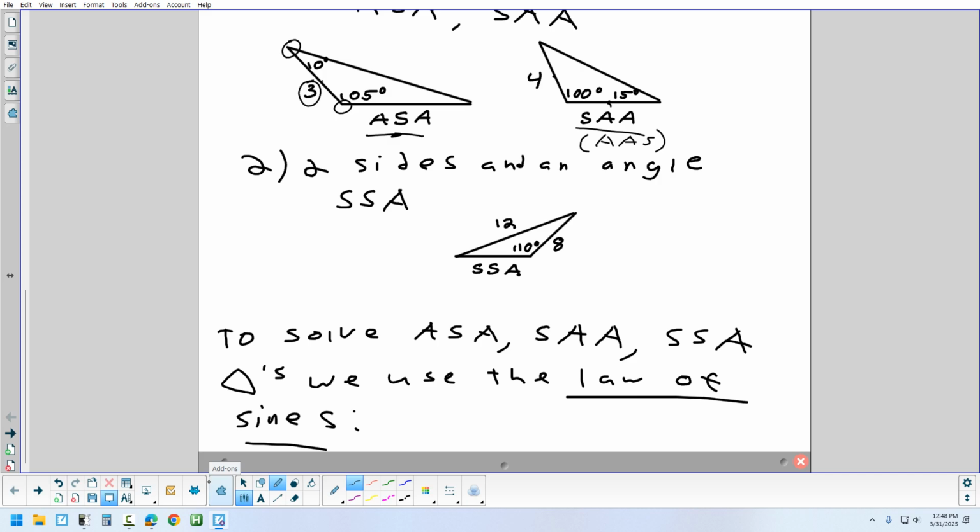Can you solve with side, side, side? Yeah, side, side, side is the other one we're going to learn about on Wednesday. Cool. Side, side, side is doable, just not with this formula. It's with the law of cosines, not the law of sines.